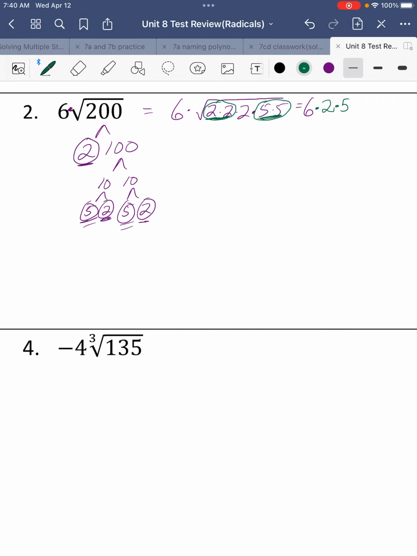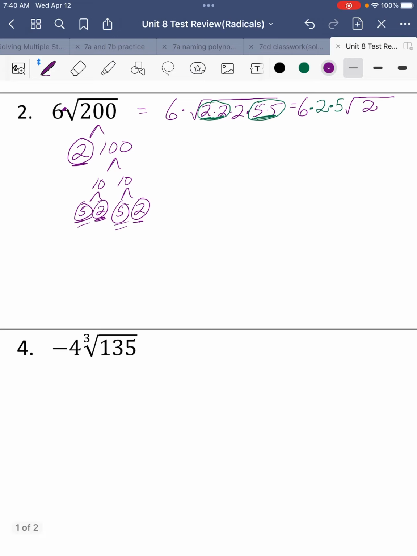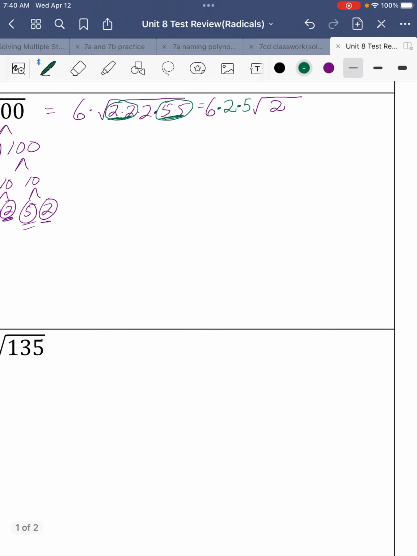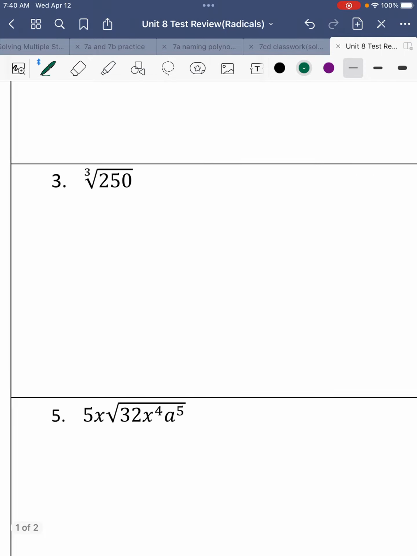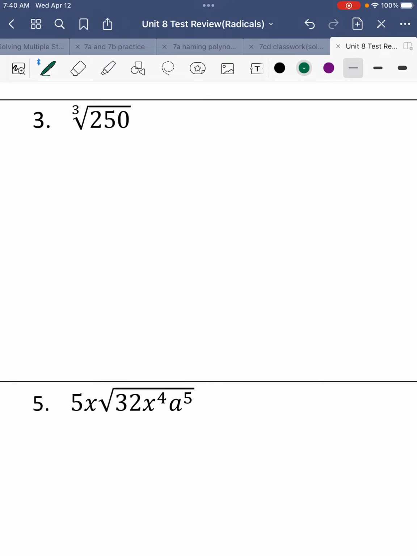So that's why we write a 2 on the outside in front of the square root. It no longer is a square root. And then we have 5 times 5 is 25, and the square root of 25 is 5. So you notice there's no square root there anymore. Now what's left is just the 2 underneath the square root. To simplify further, we multiply the numbers on the outside. 6 times 2 is 12, times 5 is 60. So 60 times the square root of 2 is your final answer.